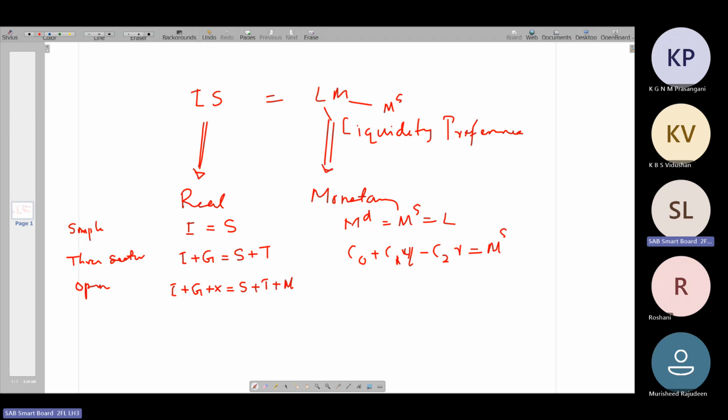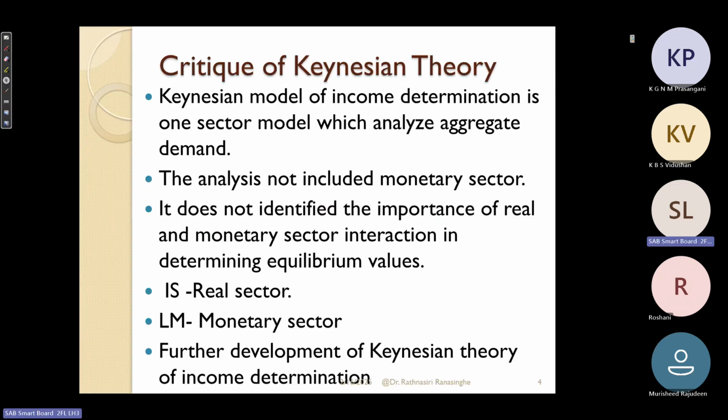Now we need to incorporate both aspects, the real sector and the monetary sector, when we are explaining the IS-LM equilibrium. That way we are going to extend our analysis, and we can take different forms. So before moving to this, we look at how the equilibrium and the curves are determined.